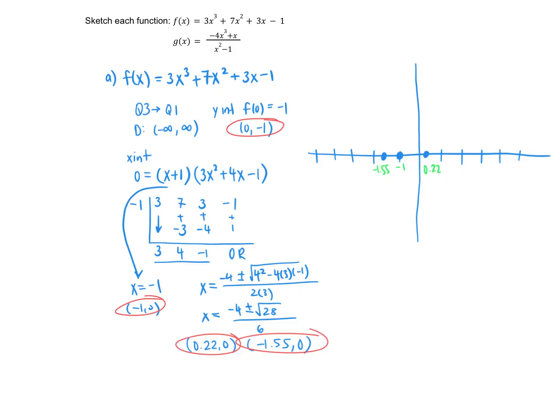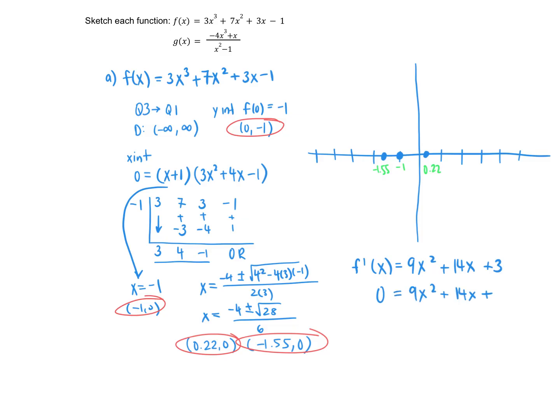All right, next let's go to our first derivative and the first derivative test. So f prime of x is going to be 9x squared plus 14x plus 3. And then I'm going to set this equal to 0. There's no GCF.